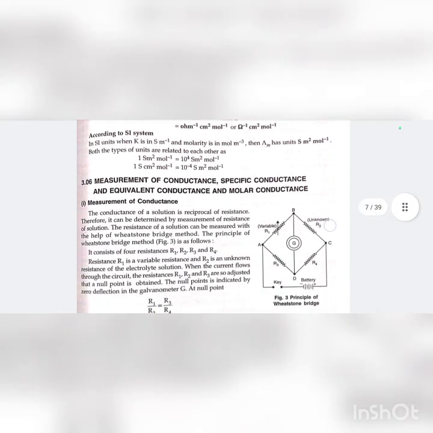Now we will do measurement of conductance, specific conductance, equivalent conductance and molar conductance. First we will do measurement of conductance. The conductance of a solution is the reciprocal of the resistance.